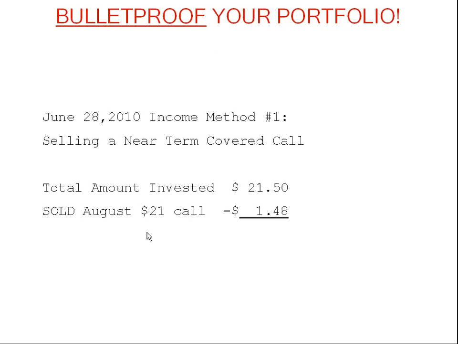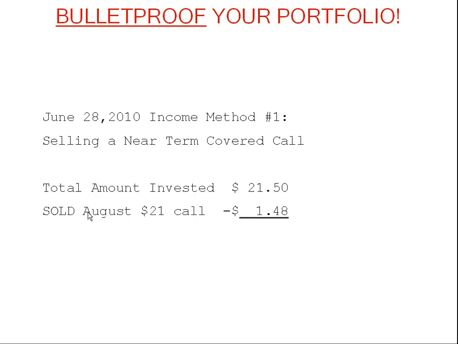Now on June 28th, we sold the August 21st call. We essentially went 2 months at a time. This is income method number 1, selling a call against the position. But when I opened the RPM by buying stock at 17.20 and buying the December 20 strike put, I didn't do an adjustment at that time. I waited for the stock to move, and then I looked for an opportunity.